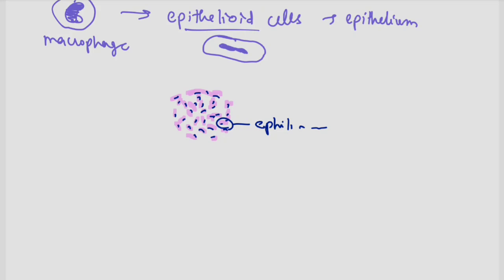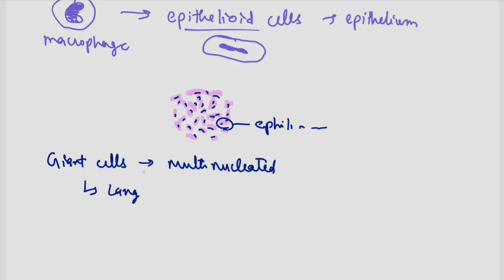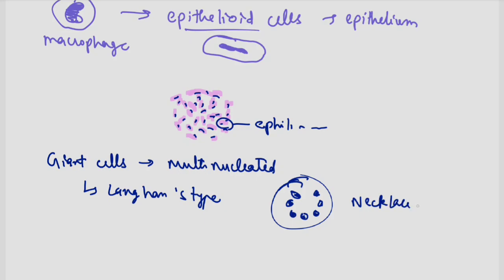Okay, next we will find that there is formation of giant cells. Now what are giant cells? Many macrophages come together and form giant cells which are multinucleated. Here we will find the Langhans type. In this, the nuclei are in necklace form. That is, many nuclei are arranged in the form of a necklace or horseshoe shape.